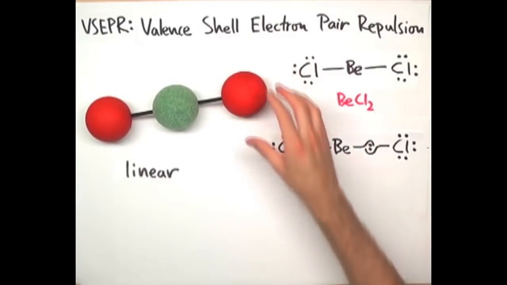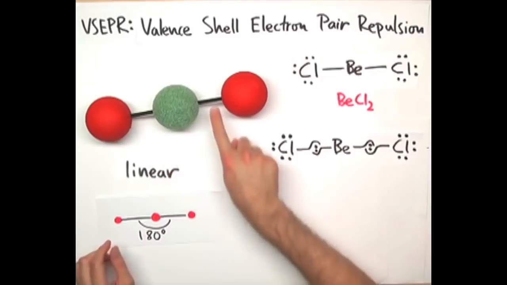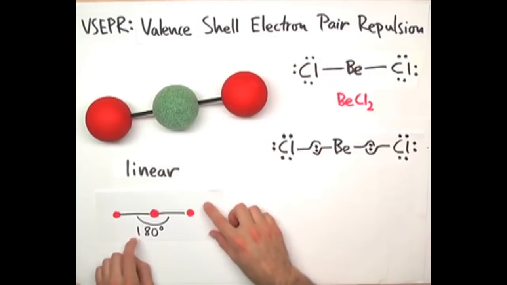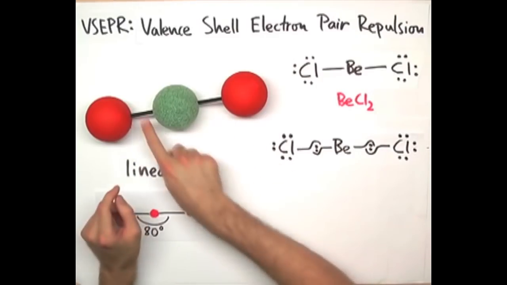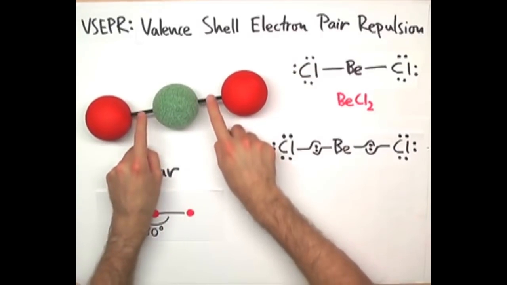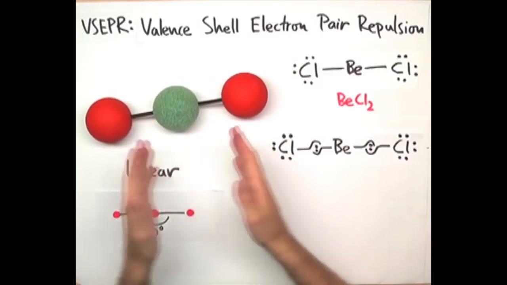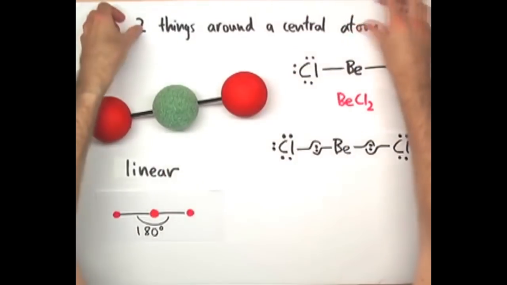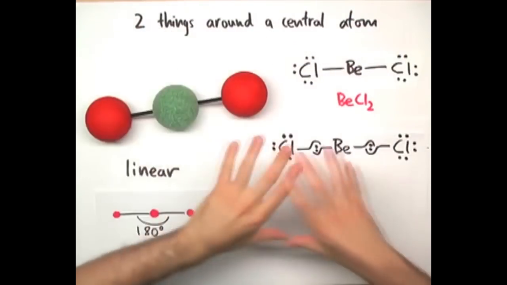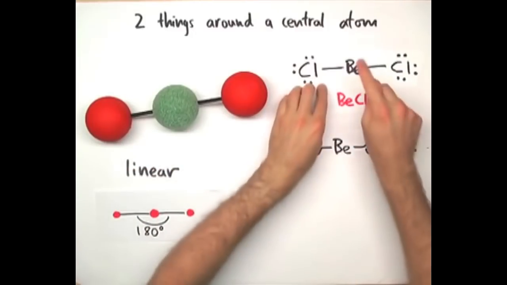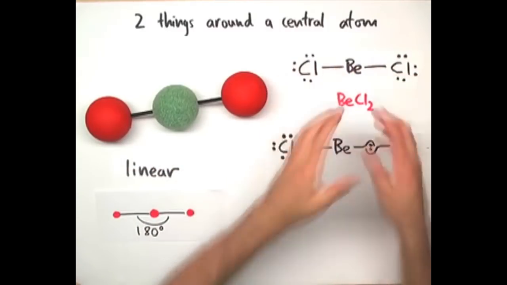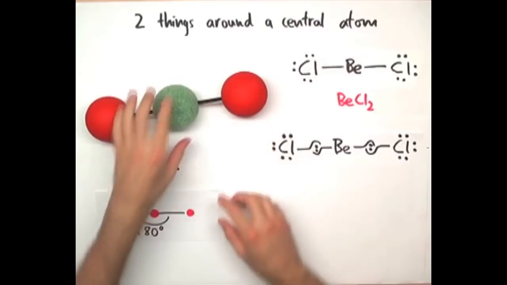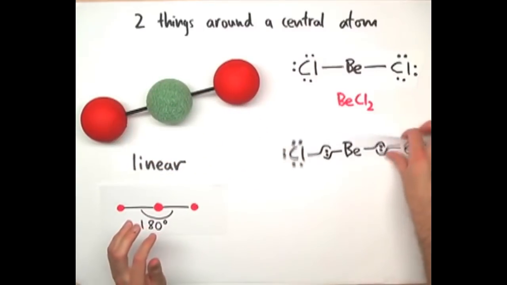And let's look at the angles here. The angle between these 2 bonds is going to be 180 degrees. So 180 degrees between these 2 bonds is how the electrons in these 2 bonds can be as far away from each other as possible. So we can say that this linear shape is the way that 2 things are going to surround themselves around a central atom. The central atom is here. We've got these 2 bonds, and the 2 bonds are as far from each other as possible in this linear shape.